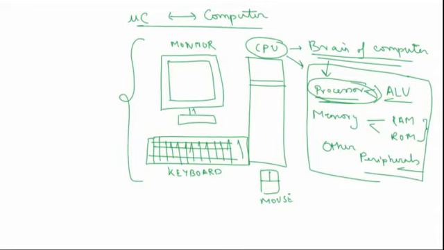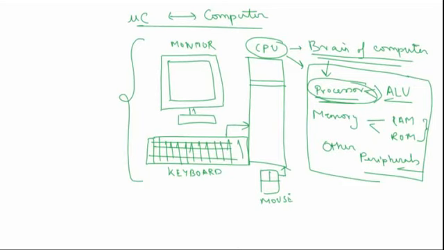And to this CPU, you can connect other input and output devices. For example, keyboard is an input device. You can connect it to your CPU. So once you connect a keyboard to the CPU, all the key presses can be detected by your computer. You can connect other input devices like mouse. Mouse is an input device. Once you connect a mouse to your CPU, it can detect left click, right click, scroll, and so on.